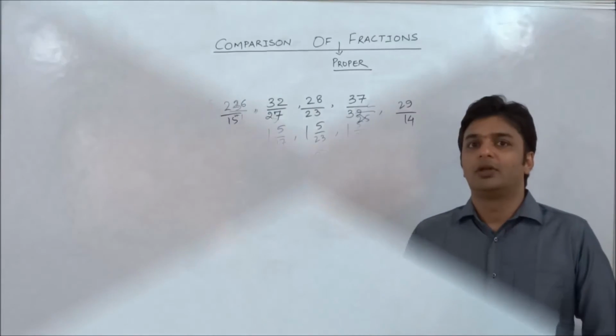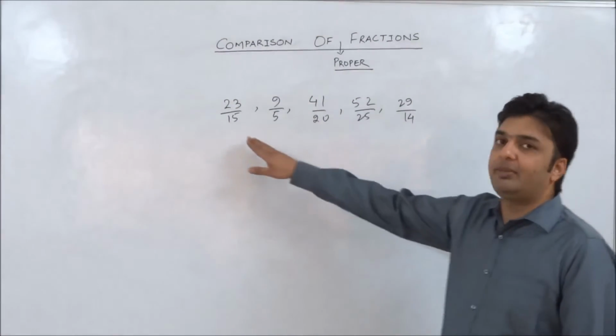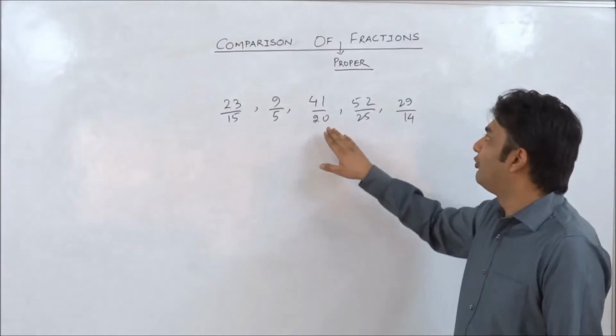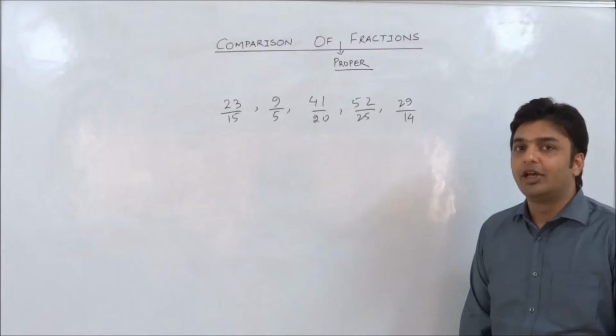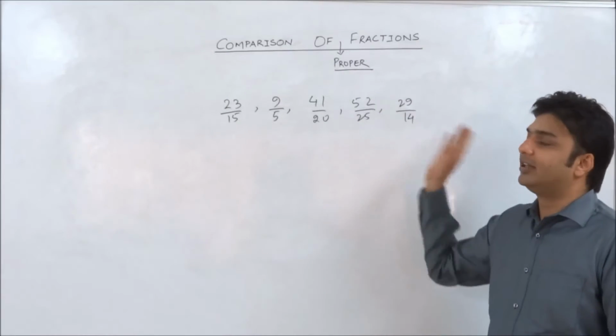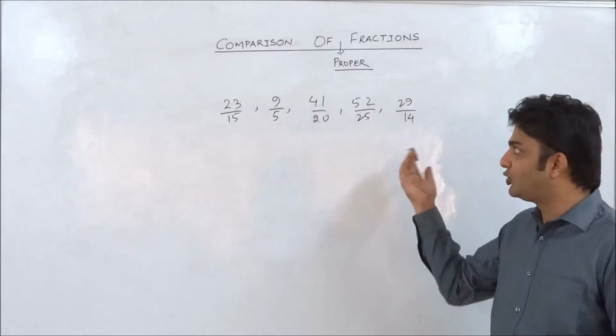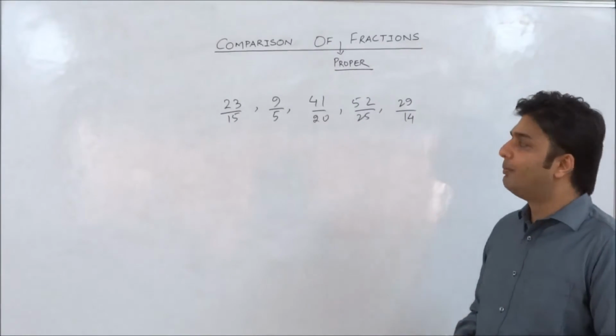Let's look at another example. We have one more example for you. 23 by 15, 9 by 5, 41 by 20, 52 by 25 and 29 by 14. So we need to arrange them in ascending order. Again, the numbers given are, as you can see, improper fractions. So first of all, our duty is to convert them into mixed fractions.